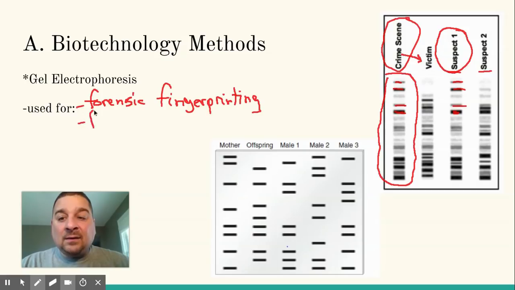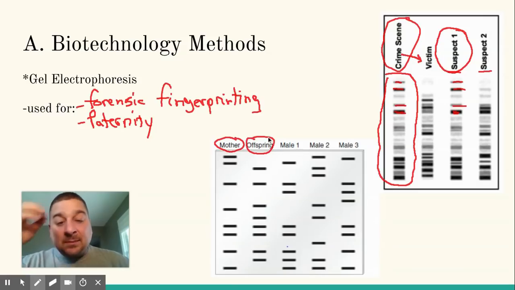We can also use it for paternity tests, where we have a mother and child, and we want to see which the father is. Now it's a little bit more confusing because the offspring will have some of the mother's DNA and some of the father's DNA. So you look at the offspring. Look, the mother does not have that band here. So we look across here. Look over here, male 2 has that band.